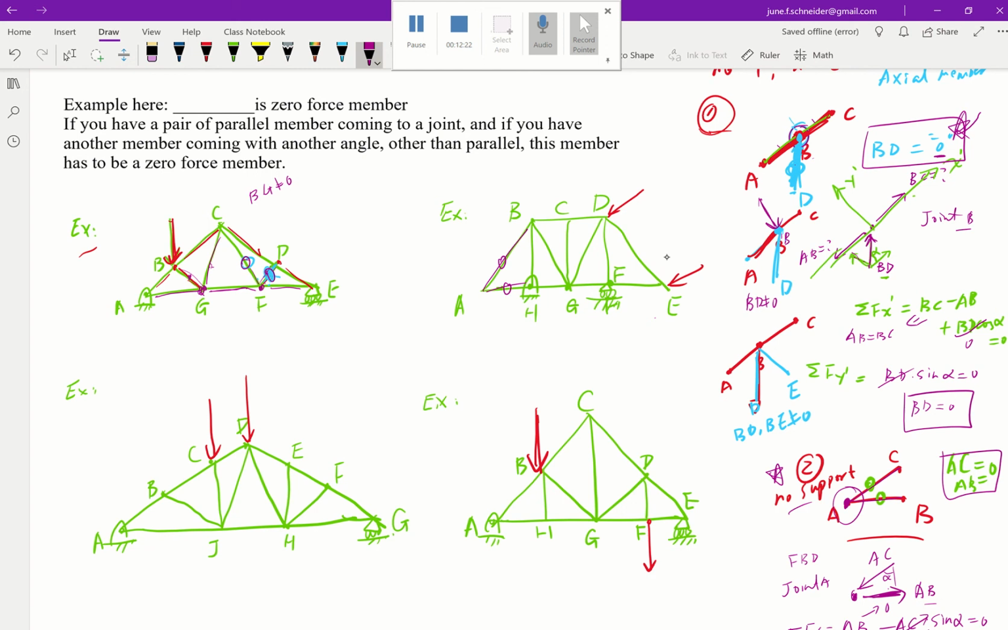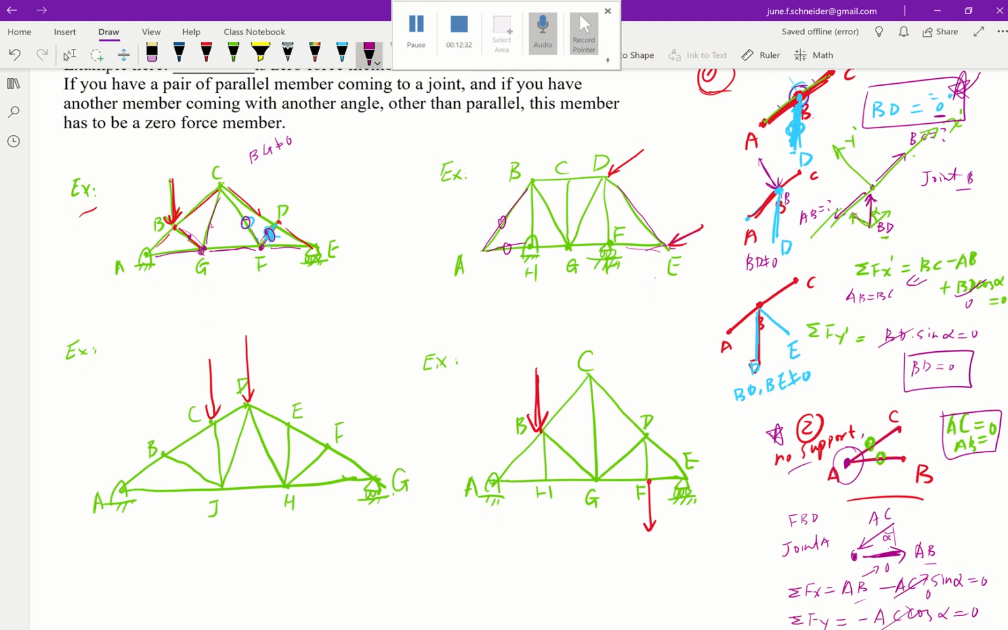How about this one? EF and DE are overhang, and there's no support, but what happens? There's also an external force. So maybe here I'm going to go ahead and write down another restriction: no support, and there has to be no external force. In that situation, they both will be zero. But when you have a force here, they are no longer zero force members. Okay?